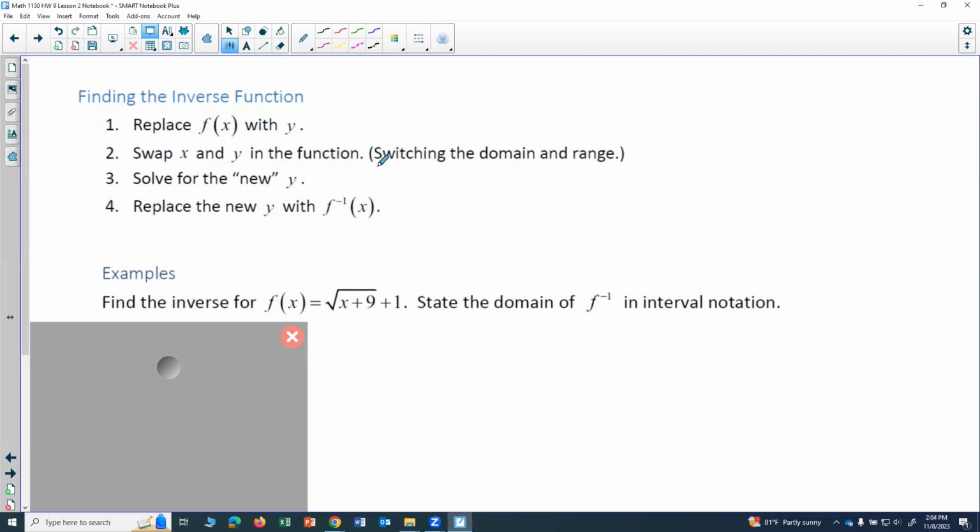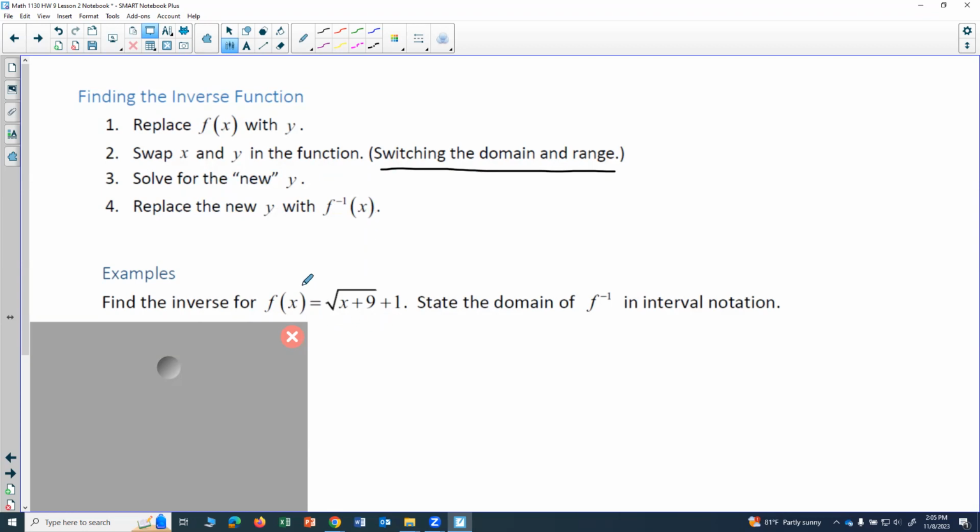We saw in previous videos that when you have a function and its inverse, you switch the domain and the range. So swapping the x and the y is switching the domain and the range. Solve for the new y, and then replace the new y with the notation f inverse x.